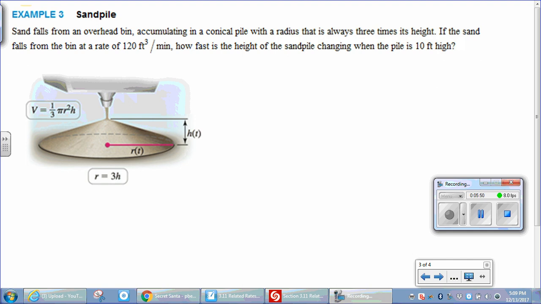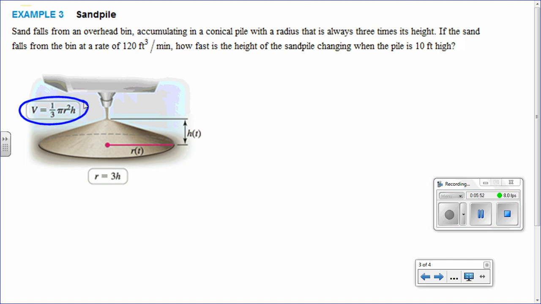So we start with the formula for the volume of a cone. The volume of a cone is given by 1/3 times pi times r squared times the height. Let's do a quantitative analysis. We have something that is telling us that the radius is always going to be 3 times the height.